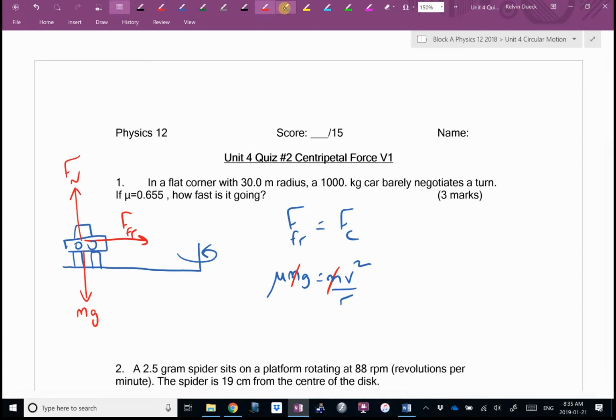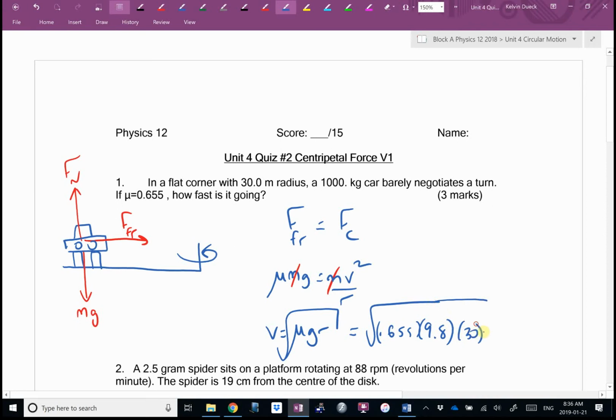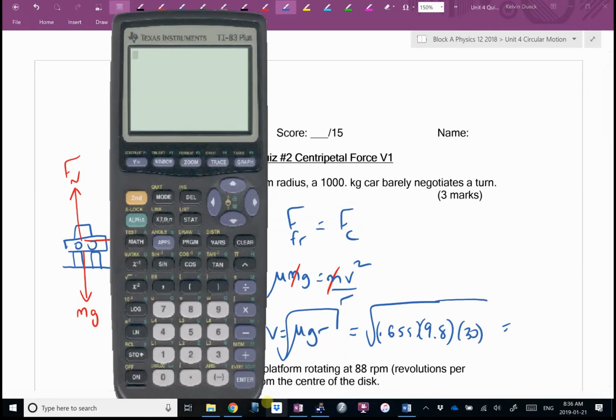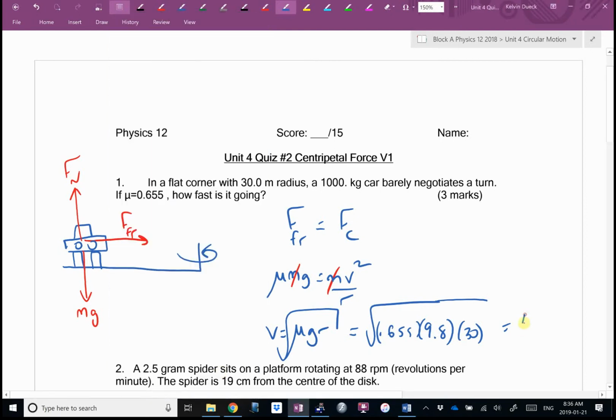So v, I can do that. V is going to be the square root of mu g r. So it's going to be the square root of 0.655 times 9.8 times 30. Y'all get 13.9 meters per second, is that right? If you got that, 3 out of 3.